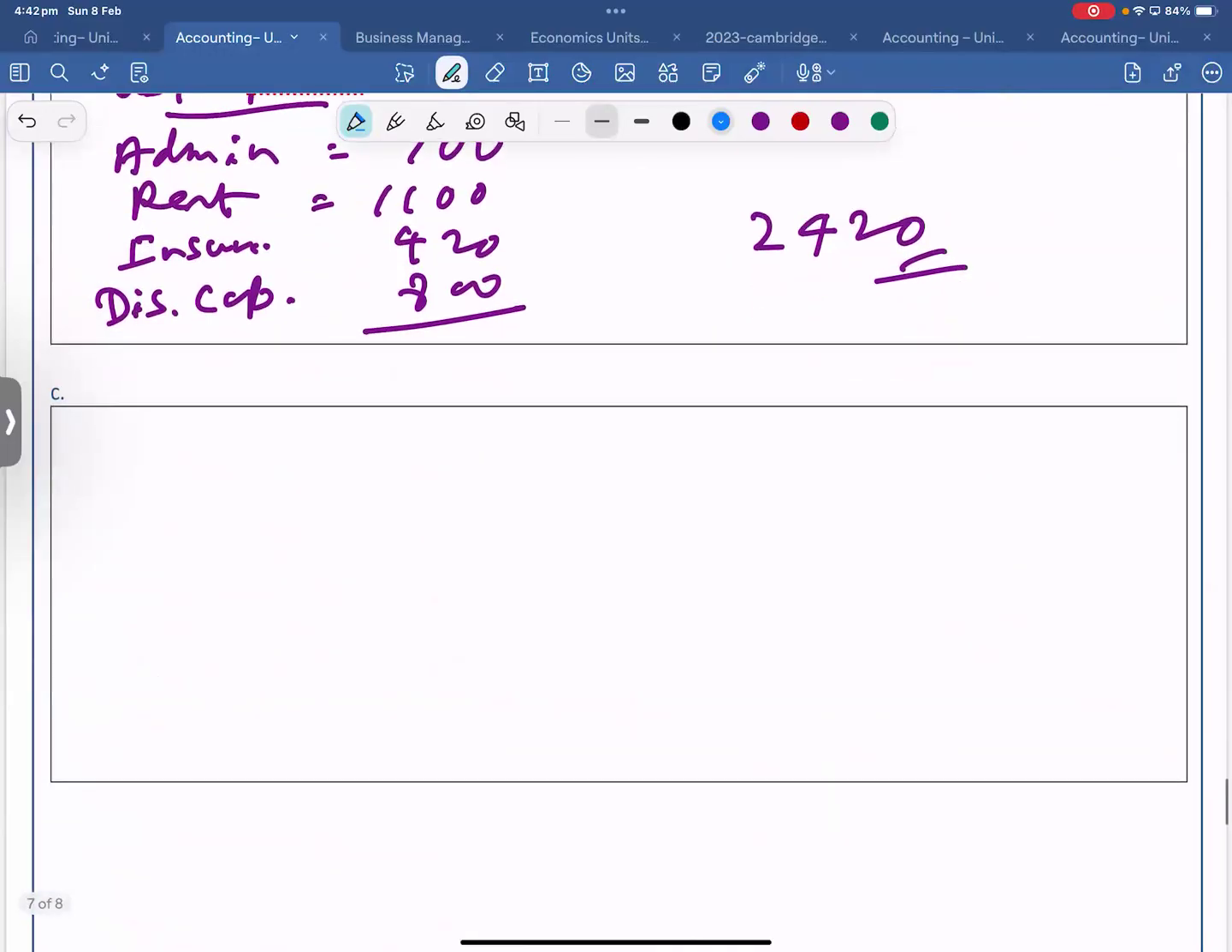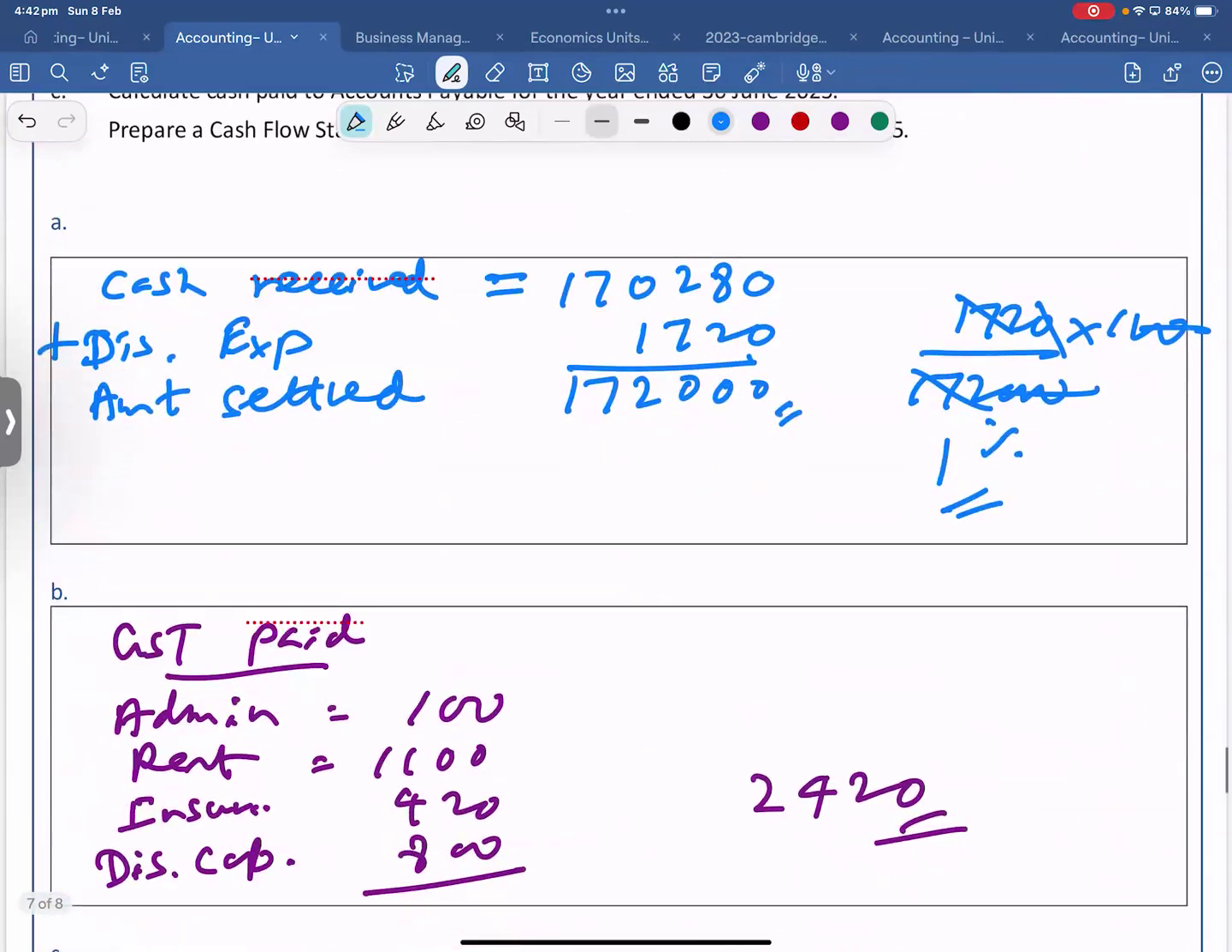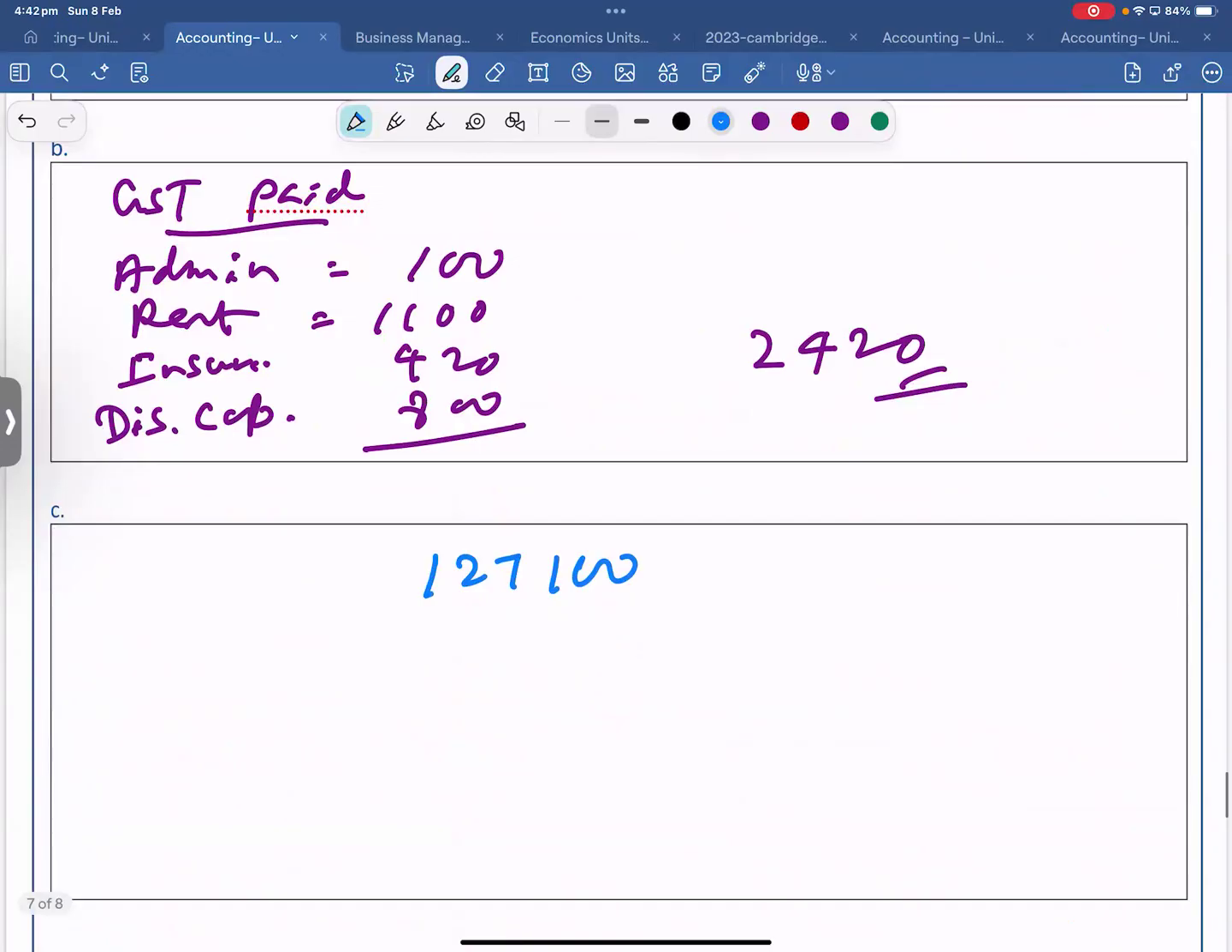127,100 is on page number 7, 6 and 7. Right. And then we have received a discount of 1,400. So how much is the cash paid? Including the discount though.